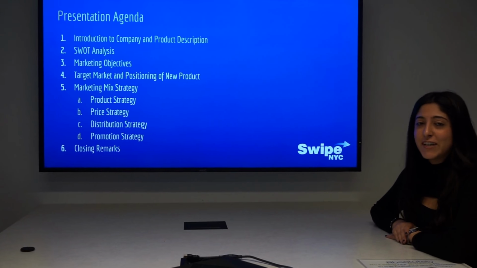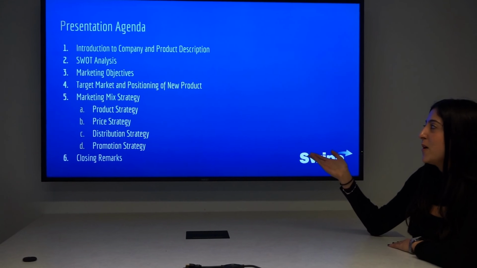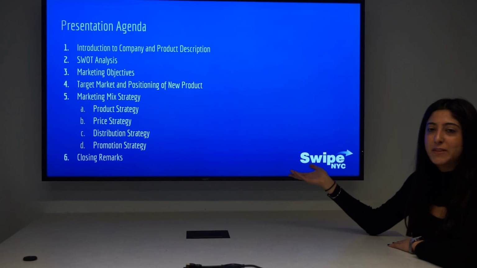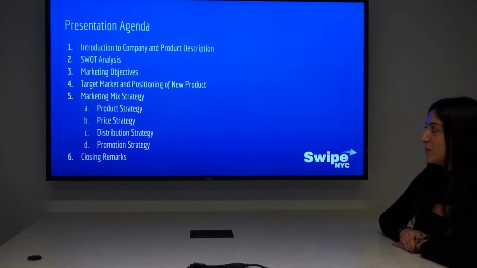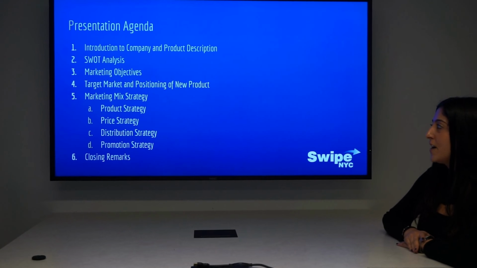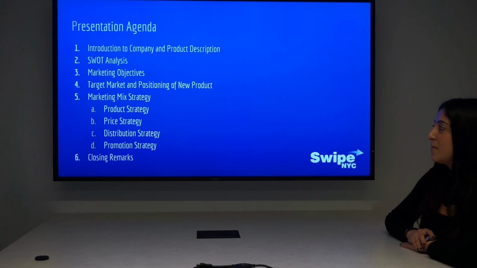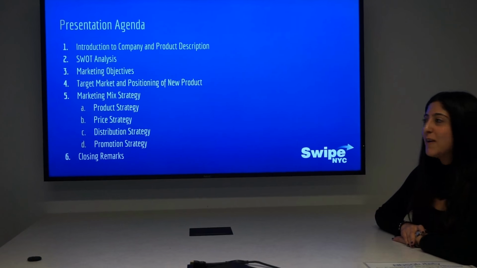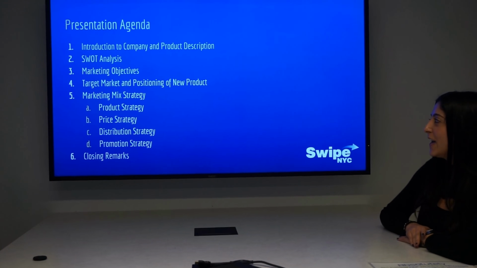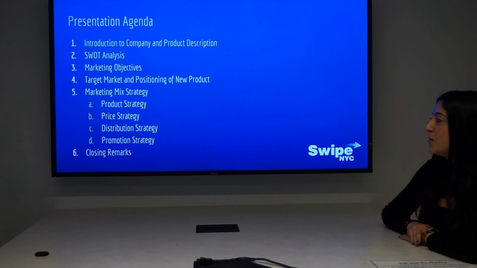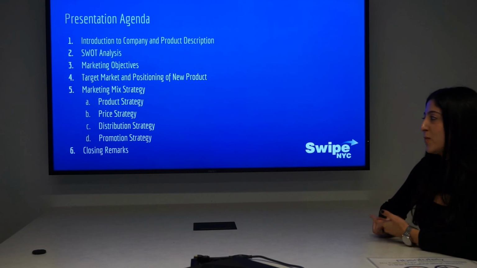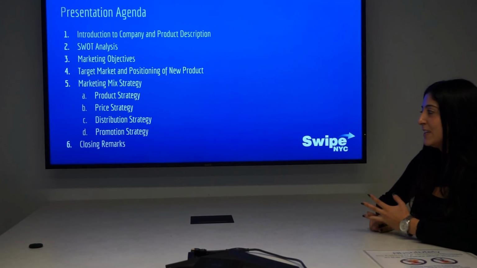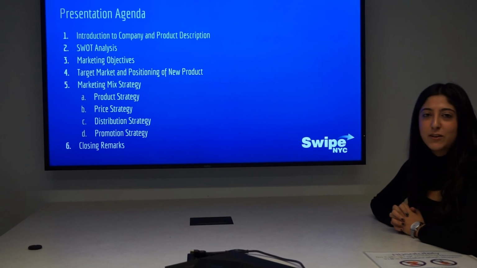So we have a lot on our agenda today, and I'm just going to walk you through what we plan to discuss in our presentation. First thing that we want to do is introduce to you the company and the product description. Next, we will go through a SWOT analysis, followed by talking about marketing objectives, followed by talking about the target market and positioning of the new product. We will also talk about our marketing mix strategy, including the 4 Ps, product, price, distribution, and promotion. And then we will end off with our closing remarks.